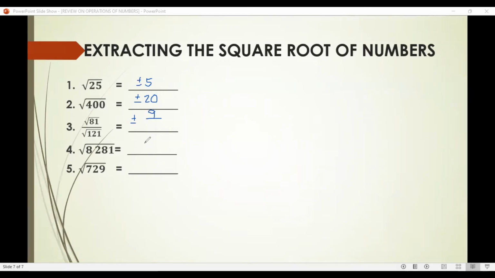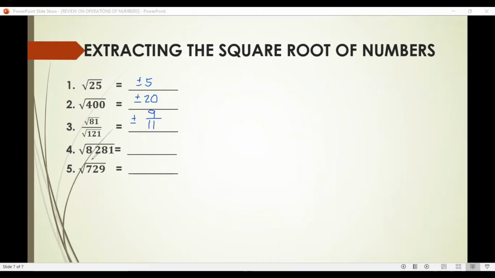And what about the 121? It's 11. So 11 times 11 is 121. So it is very much advisable for you to memorize at least until the square of 20. So 9 over 11 is the square root of 81 over the square root of 121.